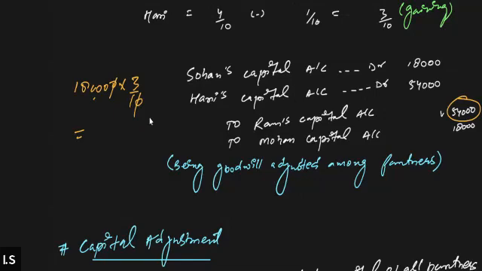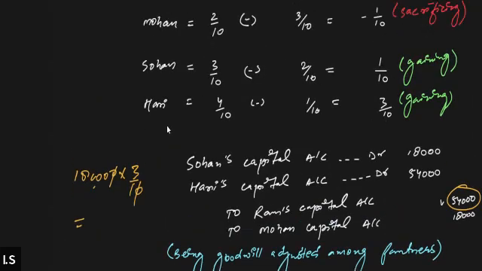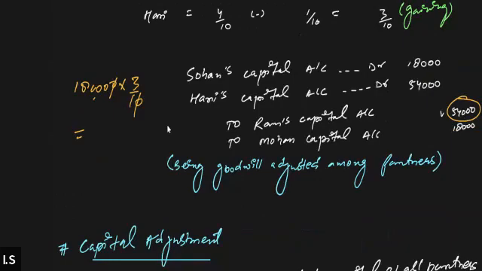Similarly, Mohan's share was 1 by 10. So dividing 1,80,000 into 1 by 10, you will get 18,000. So this is how we get this value, 18,000, right? And similarly, Sohan's capital account and Hari's capital account will be debited accordingly. I hope this is also clear to all of you. Yes, sir. Please write down the general entry.